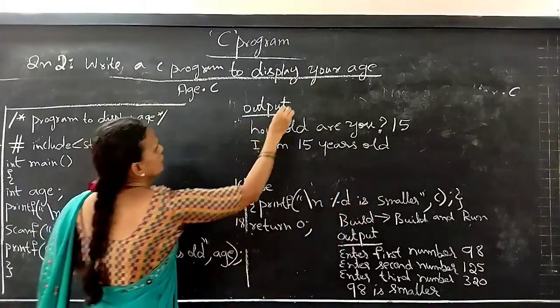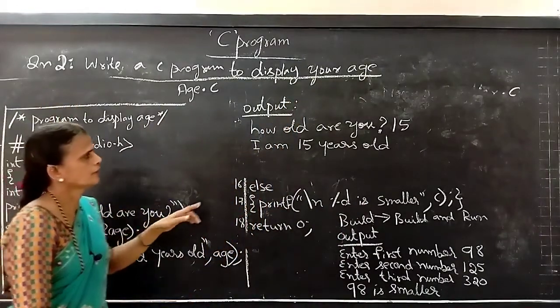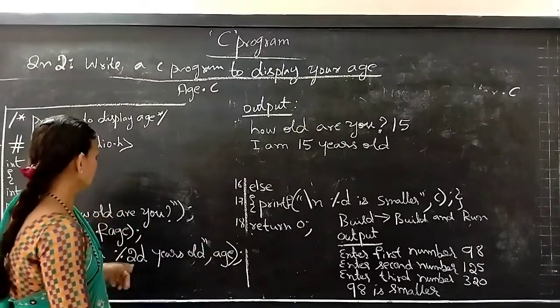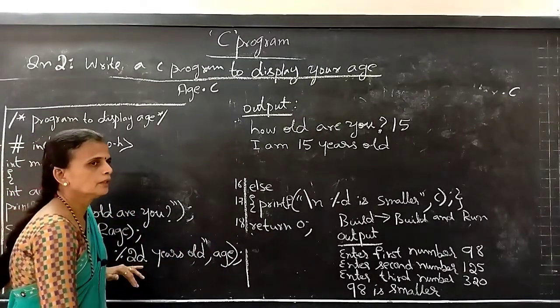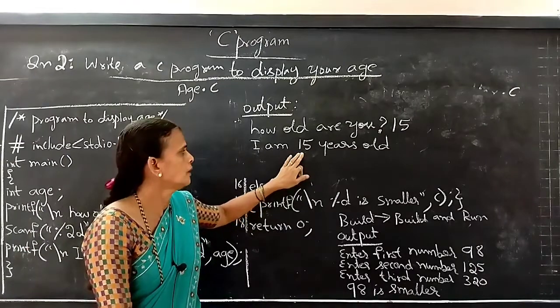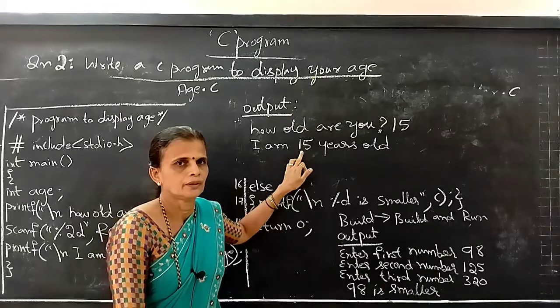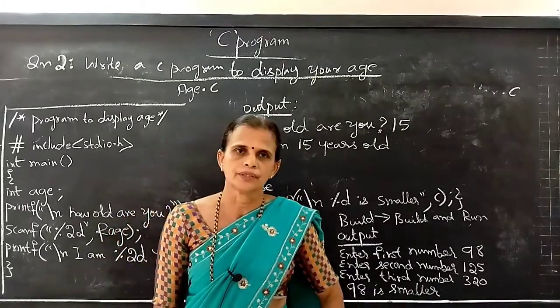Understood? This is the output of this second program. Understood? So 2D means you are going to get the answer having 2 digits. It's an integer, 2 digits. Understood? I hope you have understood today's class.